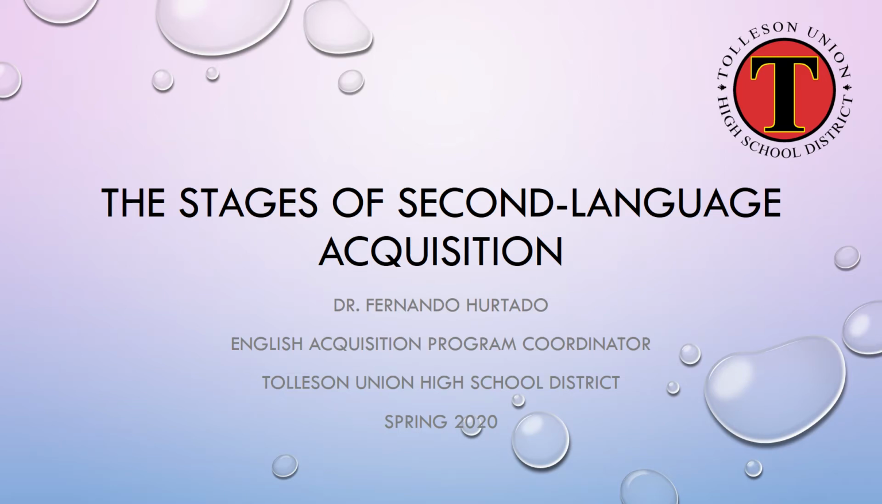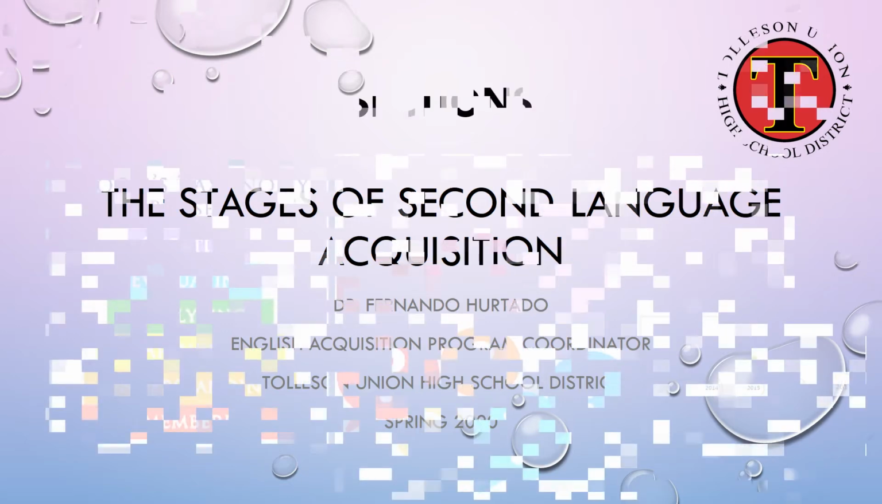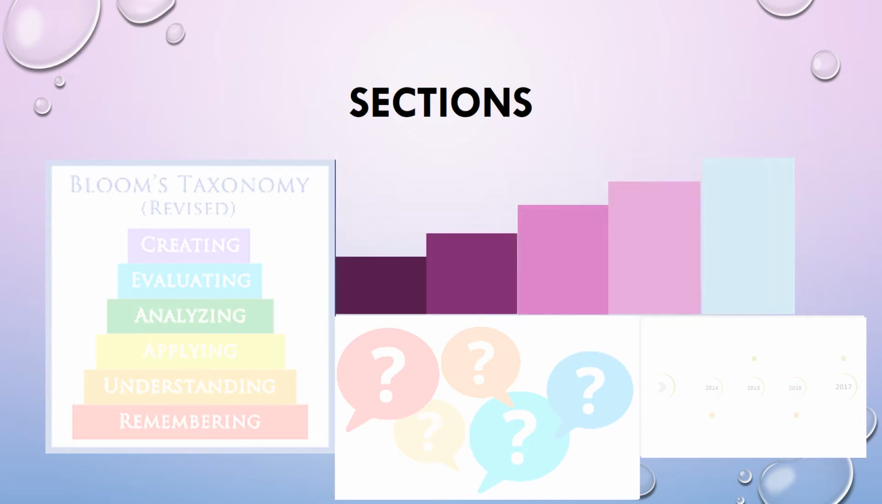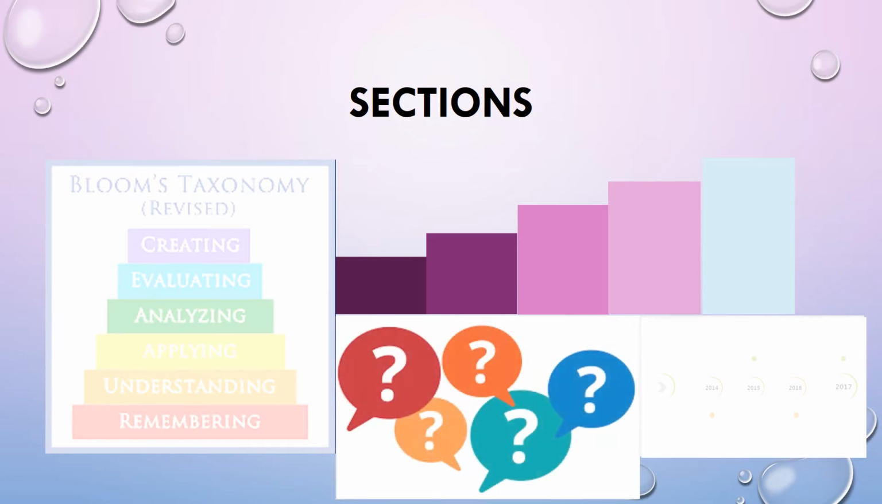Hello everyone. In this module, we will review the 5 stages of second language acquisition and how they relate to our English learners. I will briefly explain each stage of second language acquisition and list some of the characteristics associated to each respective stage. Then I will explain tiered questions and provide examples of what these questions may look like.